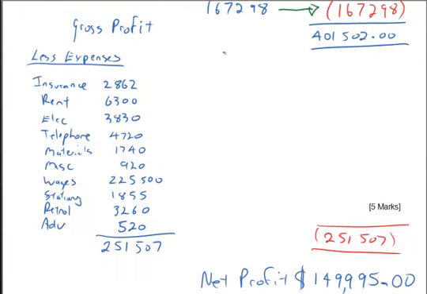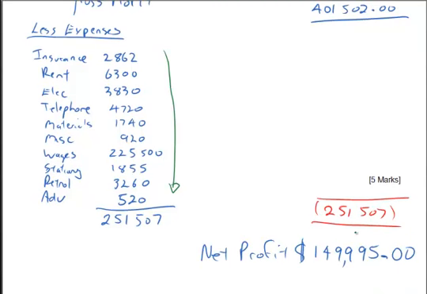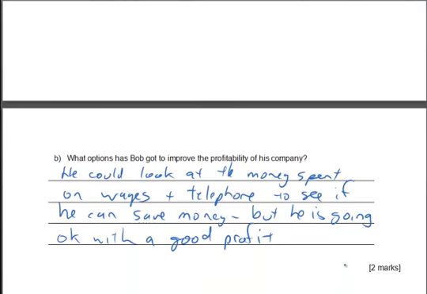Then your expenses, you have to list them off all the way down here. And then it comes across here as a negative number because that's an expense, and you make a profit of 149,000, so nearly 150,000. The next part of the question says, what options has he got to improve the profitability of his business? He's already doing really well, but if he wants to get better, he might look at saving some money maybe on the telephone or even maybe on wages.